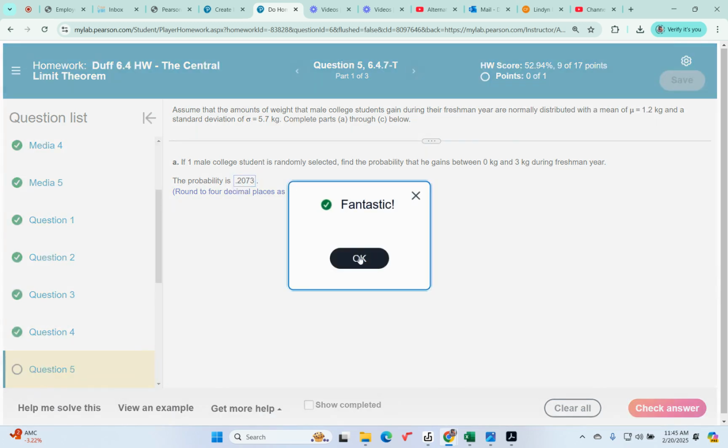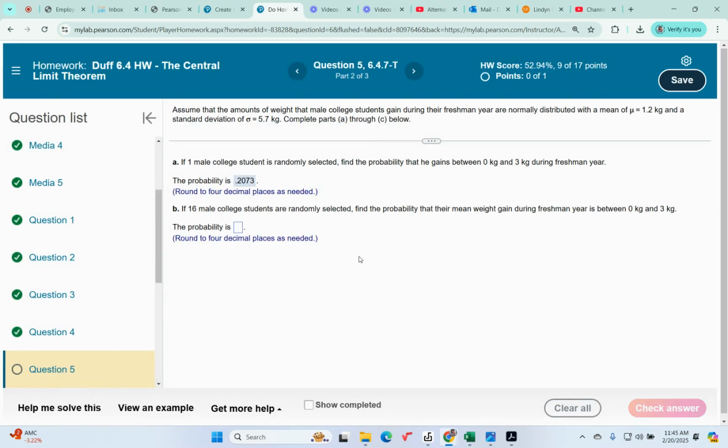So let's go ahead and enter that number, 0.2073. Now, in part B, we're looking at 16 college students. So now we're looking for the mean weight gain of a group of 16. And that's where the central limit theorem comes into play. Now you notice that in the statement of the problem, it says that the weights are normally distributed. So we can in fact use the central limit theorem even though the number is less than 30. So we're going to write n is equal to 16.